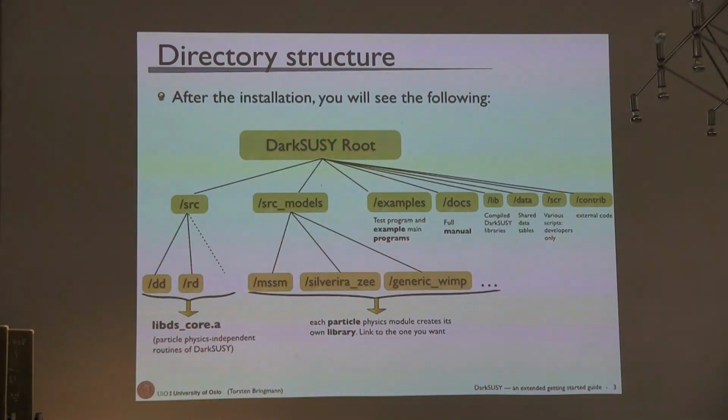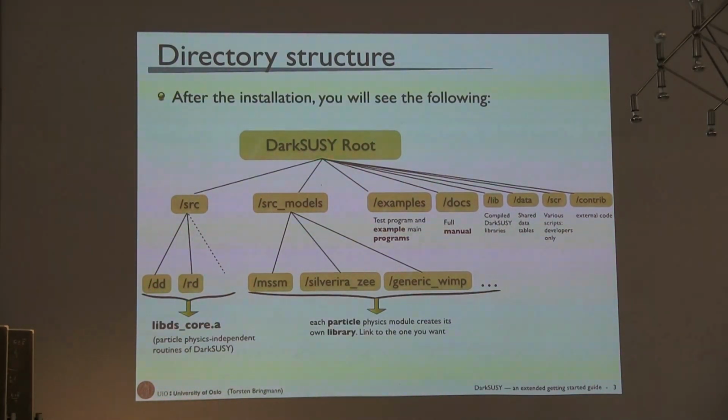Okay, so what you will see is something like that. There's an installation directory. The way this is organized is that all the code is in two main directories, source and source models. Everything that is here is completely particle physics independent. It's organized in subdirectories according to what kind of routine this is. So DD for direct detection, RD for relic density, and so on.